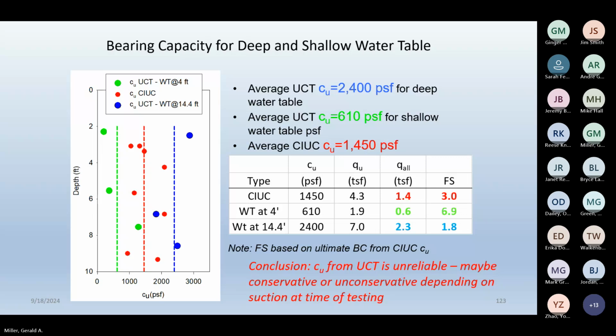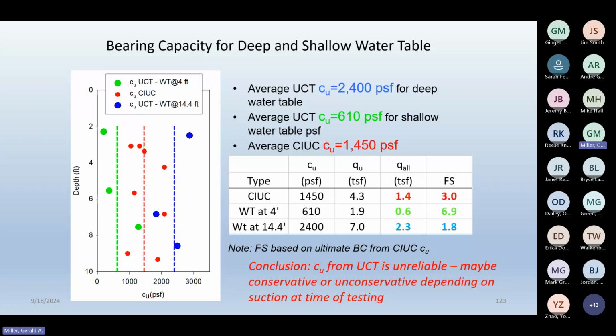And then for the dry conditions where the water table was at 14 or roughly 15 feet, the ultimate is 7 and the allowable would be 2.3. But again, compared to the CIUC, the true value, the factor of safety would actually be 1.8 if we recommended a Q allowable of 2.3. And that's relative to the ultimate capacity under the triaxial true saturated conditions.